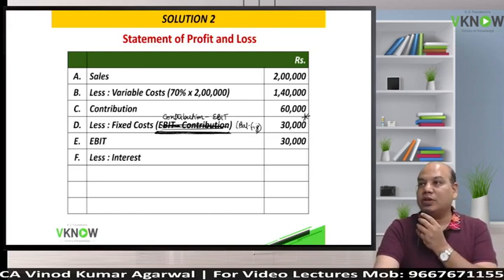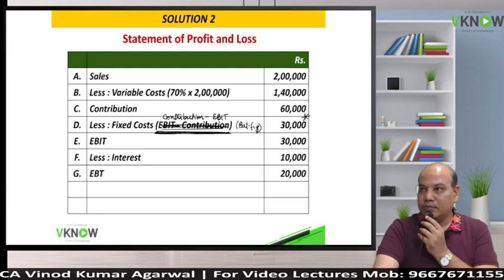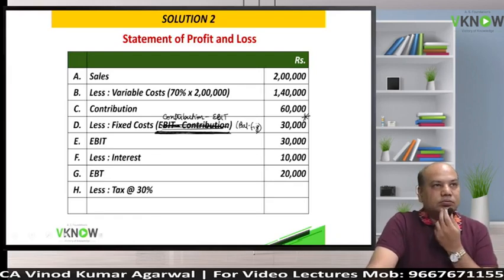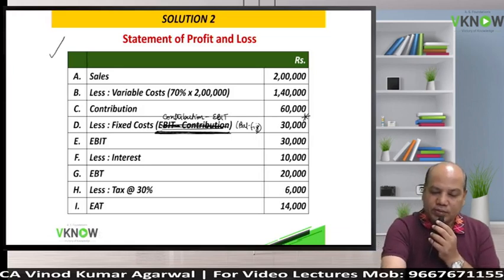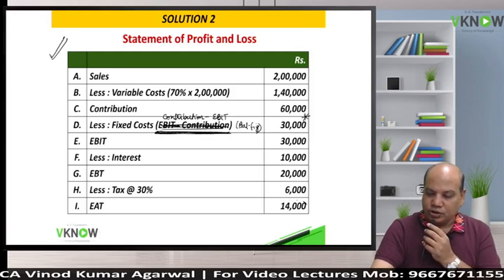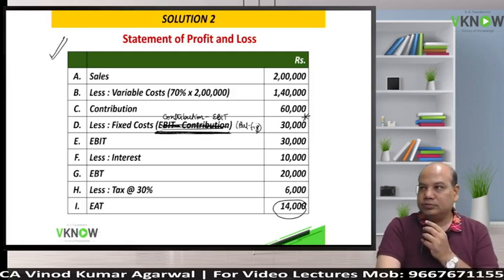What is the next thing? Interest. How much was the interest? 10,000. What will be EBT? 20,000. What is tax at the rate of 30%? Tax at the rate of 30% will be how much? 6,000. So my question was, what is earning after tax? This is your first answer, 5 marks if you reach up to this point. Okay, 5 or 7 marks you'll get.